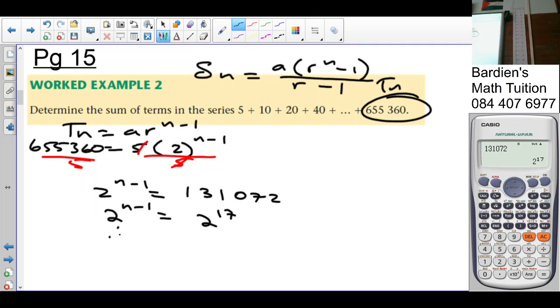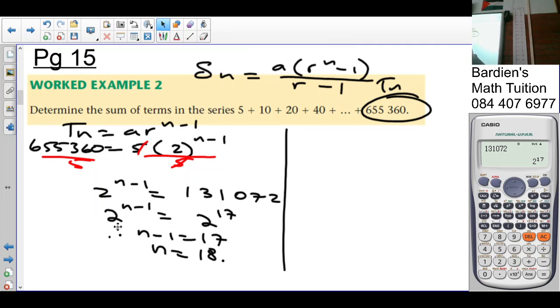So therefore, n minus 1 is equal to 17. So n is equal to 18. So what does that mean to say? There are 18 terms in the sequence. Not so? So now we use that formula.